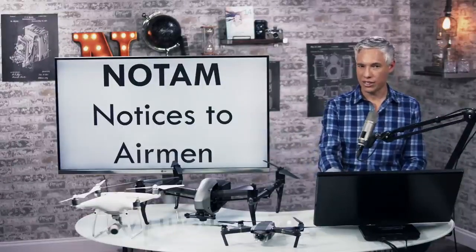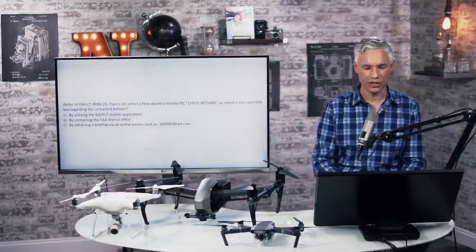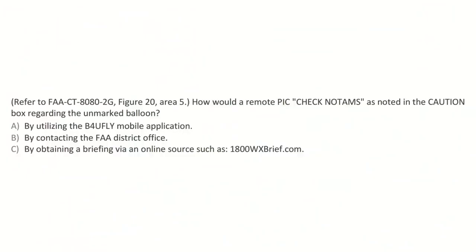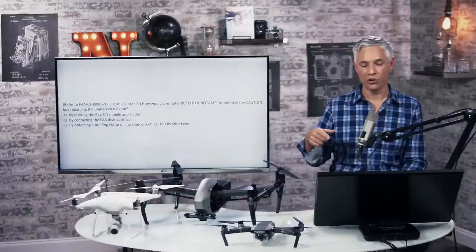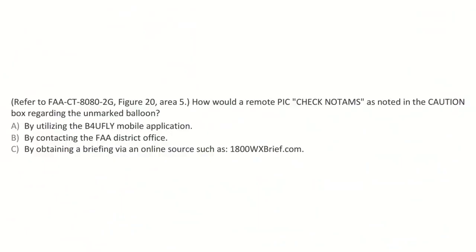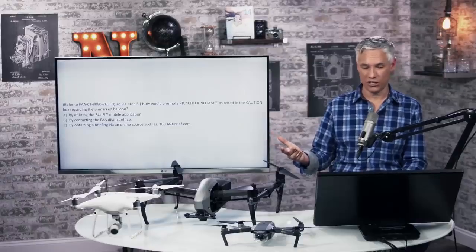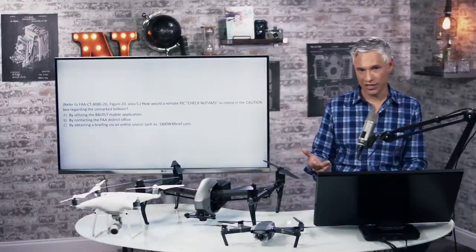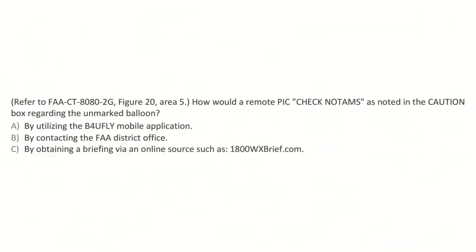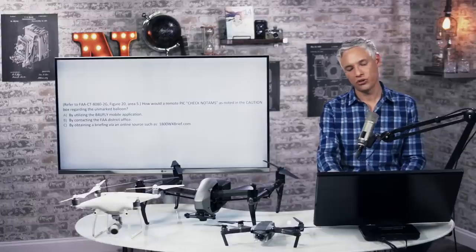NOTAMs are going to be the answers to lots of questions about timely stuff, emergency stuff. Here's a question. How would a remote pilot in command check NOTAMs as noted in the caution box regarding an unmarked balloon? If you need to check a NOTAM, where you need to go is 1-800-WXBrief.com. B4UFLY is an FAA app, and it's useful, but for some reason it doesn't have NOTAMs in it yet anyway. And they don't want you contacting their district office to find out information about a balloon, right? So just go to this website, 1800WXBrief.com, and remember that.